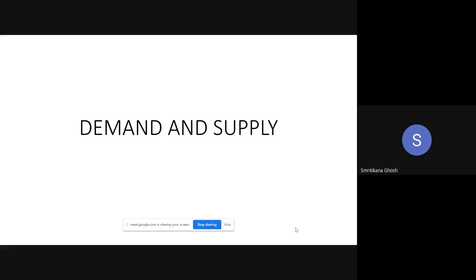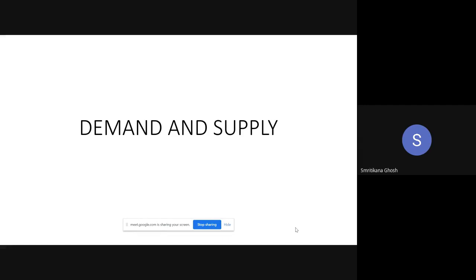Okay. So demand and supply, actually this is a very important chapter in that sense. Apparently it's very simple, but it is very important because it has a lot of importance for the rest of our syllabus. Some economists say that if you can understand demand and supply properly, you can understand anything in economics. So in that sense, it is very important for us.